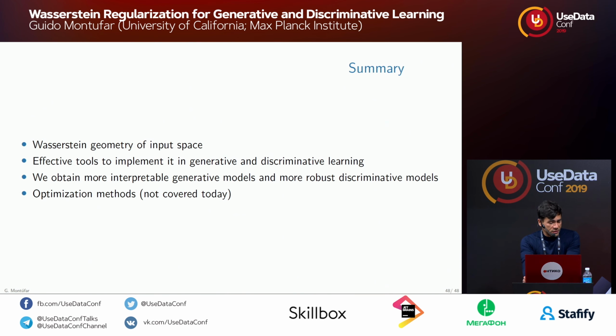Okay, so then let me summarize. I told you about the Wasserstein geometry of input space, and I gave you a very, very brief overview of effective tools that we have been working on to implement that type of metric in generative and discriminative learning. And I showed a few simple experiments illustrating how this can lead to more interpretable generative models and more robust discriminative models. There are many things that I didn't cover, and I would then just refer you to our papers. Thanks.